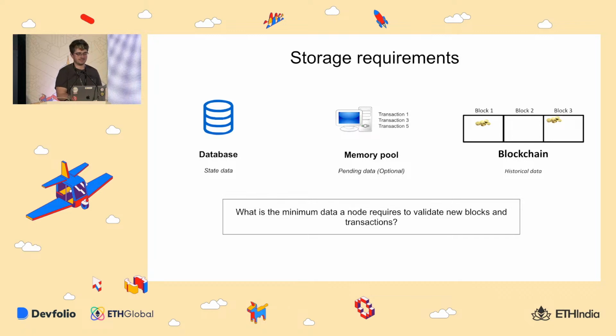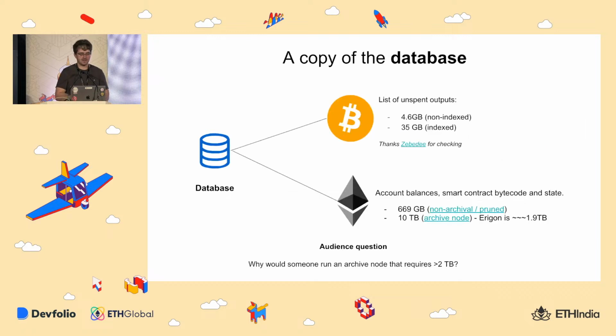One is the database, the mempool, those pending transactions, and then the blockchain itself. And the question is, what's the minimum data required to run a node and validate new blocks in real time? So a copy of the database, and I think this is from 2022, the Bitcoin database is really small. It's about 5 gigabytes. It's not that large.